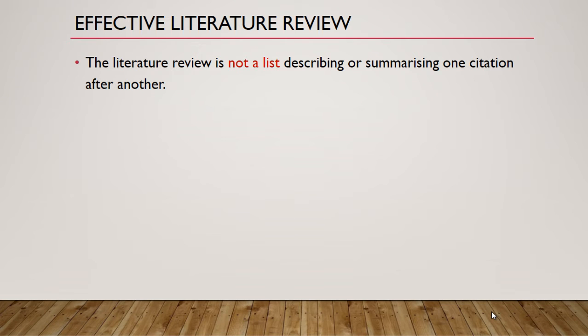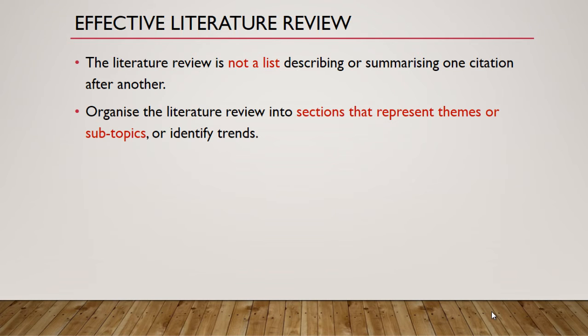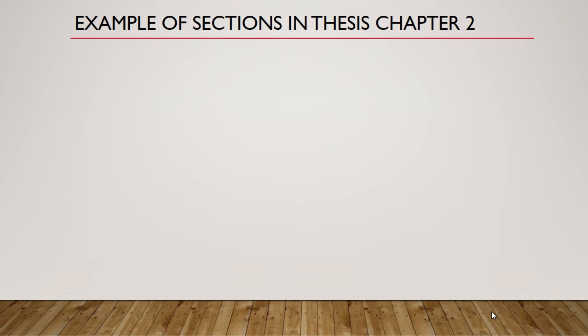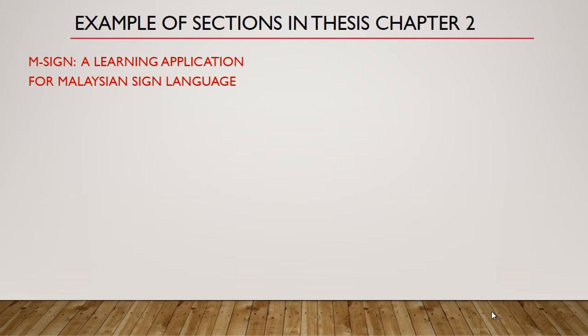The literature review is not a list describing or summarizing one citation after another. Organize the literature review into sections that represent themes or subtopics or identify trends. So I'm going to show you two examples of sections in thesis chapter 2. So this is example number 1. Okay, the title of the research is M-Sign, a learning application for Malaysian Sign Language.